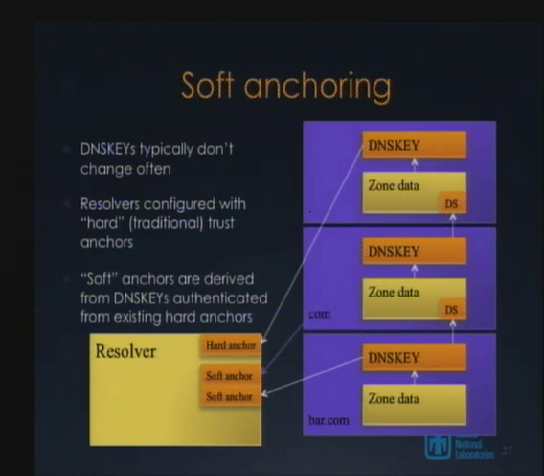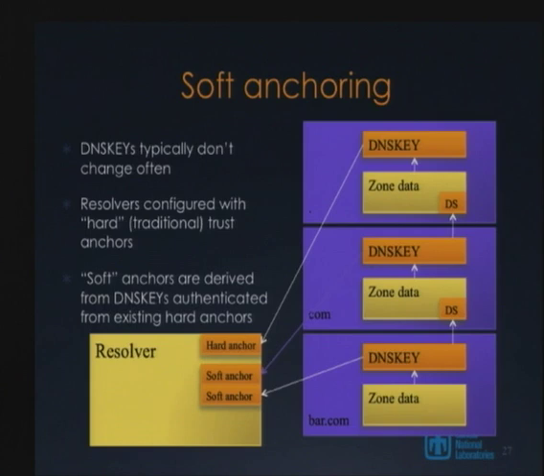So the technique that we proposed on top of this is something we call soft anchoring. The idea is it uses pre-existing authentication, so you're not going around the authentication chain, but you're using the pre-existing authentication chain to build what we call soft anchors in addition to the hard anchors that you already have. The rationale behind this is that you have DNS keys that typically don't change, so since they don't change very often, you can hold on to those for a little bit longer and renew them once you've authenticated them at the lower levels.